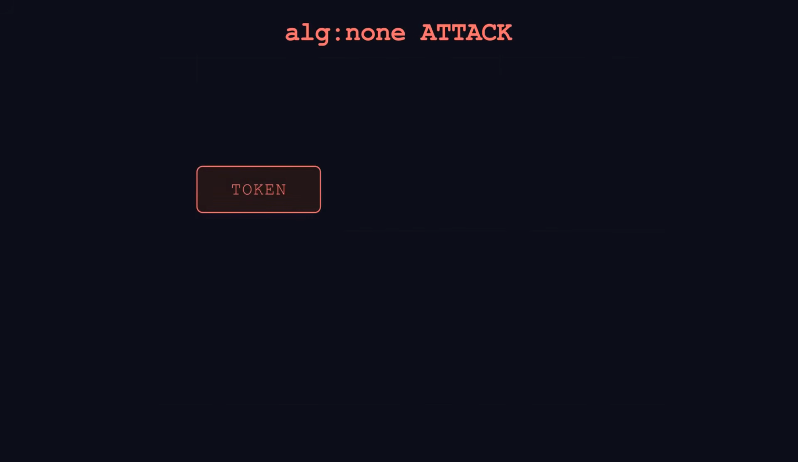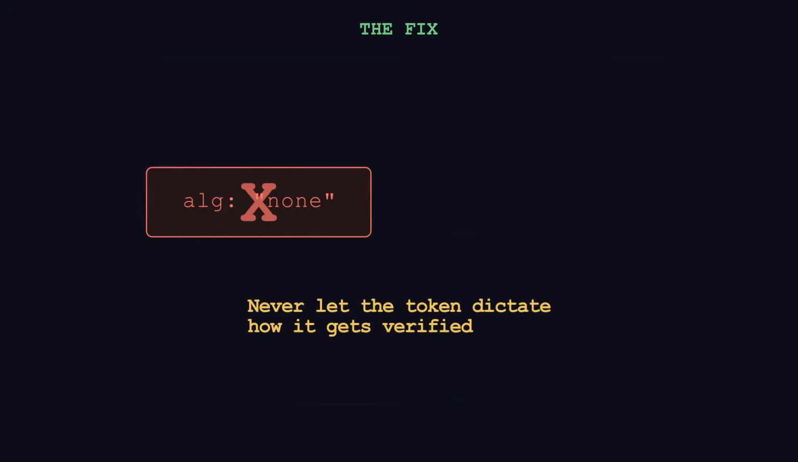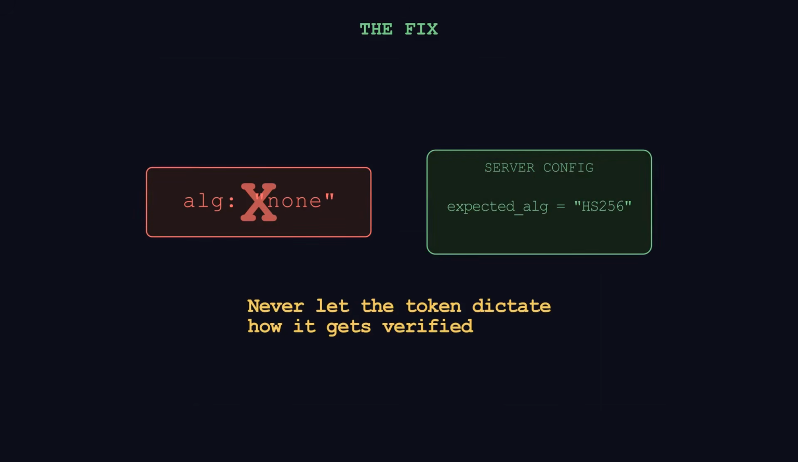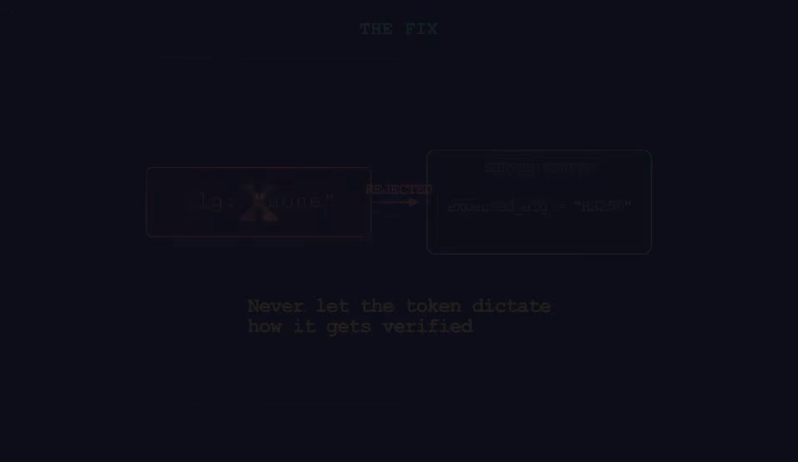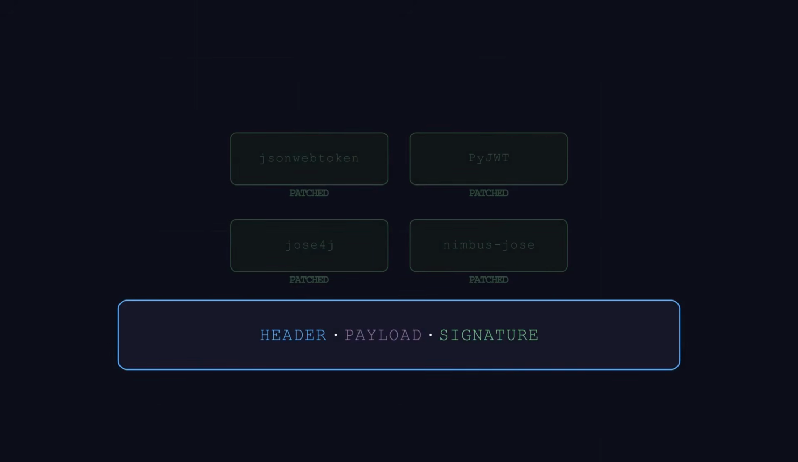And it worked because the libraries trusted the token to tell them how to verify itself. The fox guarding the henhouse. The fix seems obvious. Never accept alg none. But the deeper lesson is this. Never let the token dictate how it gets verified. The server should already know which algorithm it expects. Anything else gets rejected immediately. Modern libraries have patched this. But it's a perfect example of how a design that looks elegant can hide a catastrophic flaw.